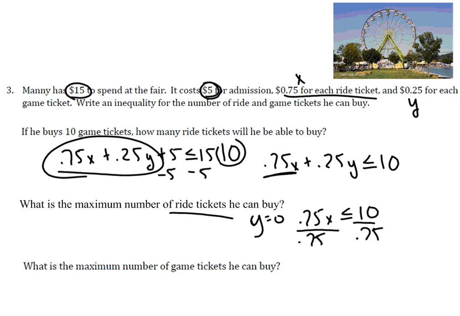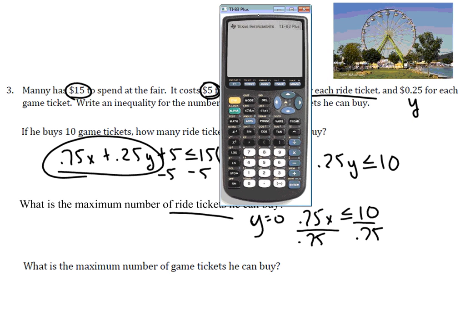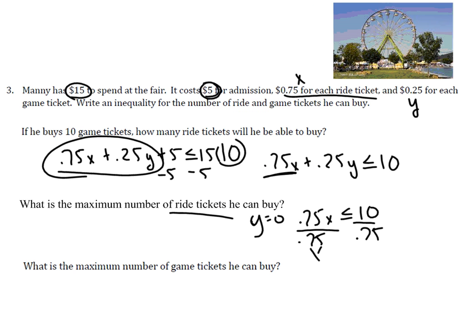I want this one. So if I take 10 divided by 0.75, I get 13 and a third for an answer. But what does that mean? It means you can't buy 1/3 of a ticket, so the most you can buy is 13 tickets.